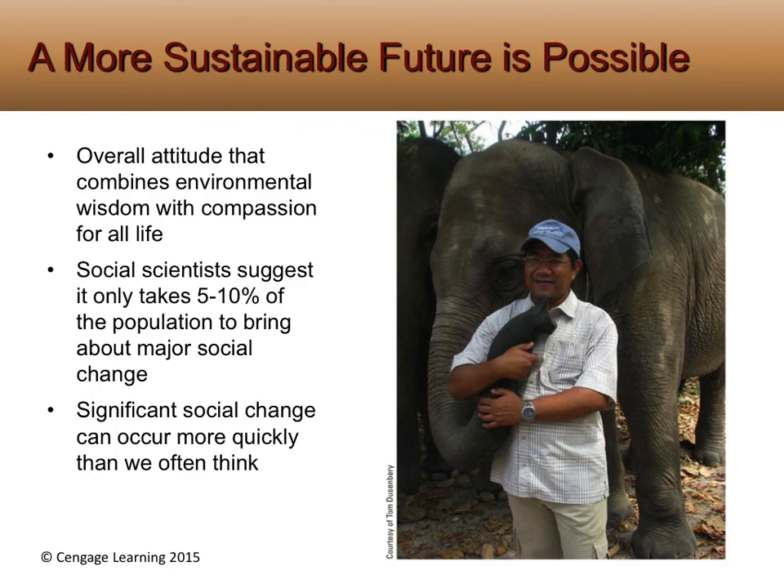Kind of to wrap things up overall, to promote a more sustainable future, we need an overall attitude that combines environmental wisdom with compassion for all life, of course, a nice balance with nature. Social scientists suggest it only takes 5 to 10% of the population to bring about major social change. And significant social change can occur more quickly than we often think.